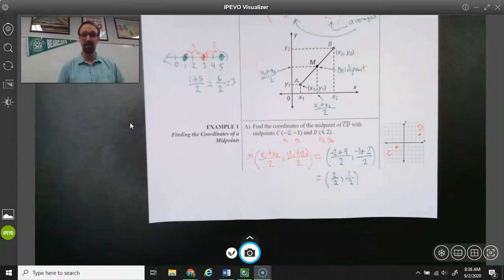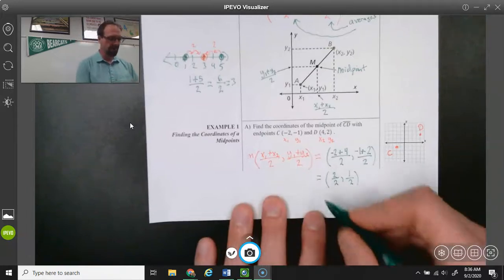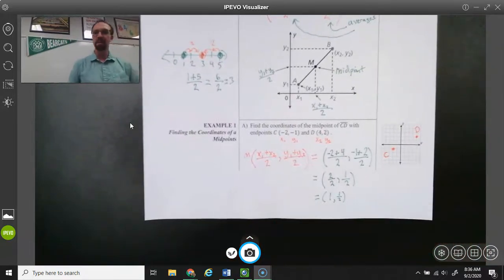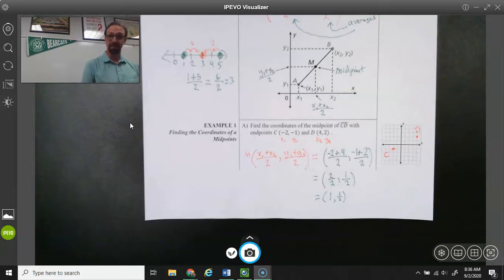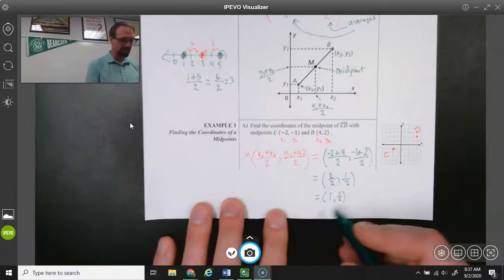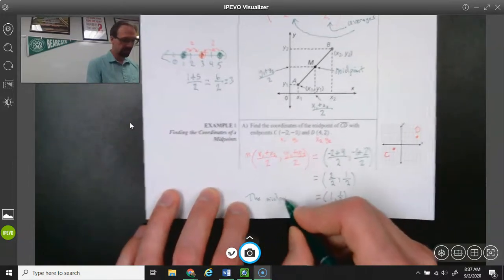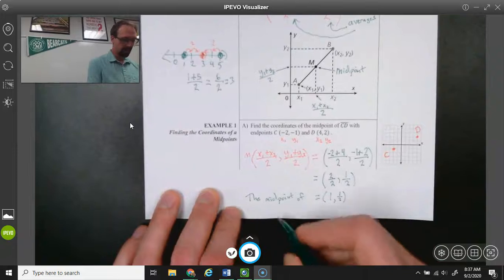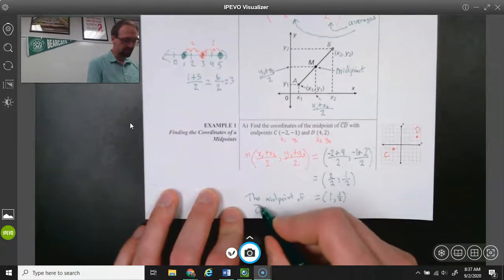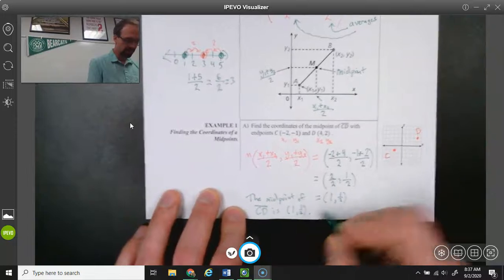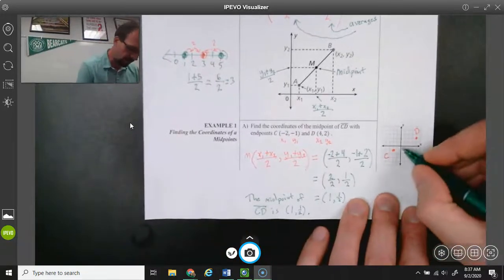I can go ahead and simplify. When you have an opportunity to simplify, please do so. So 2 divided by 2 is in fact 1, and then 1/2 is 1/2. So that would be the midpoint for this particular line segment CD. So the midpoint of segment CD is 1, 1/2.